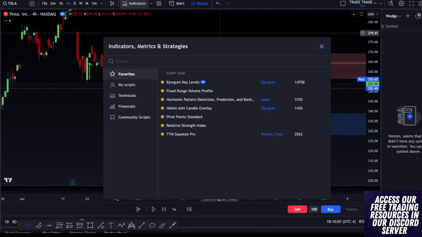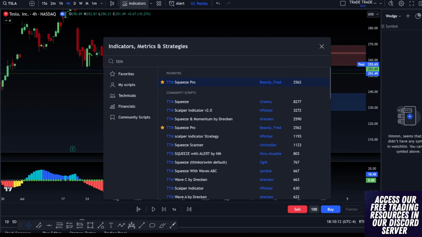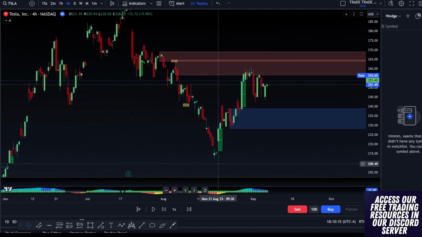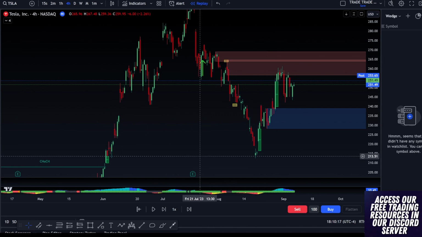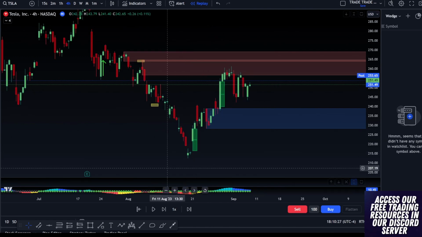First thing, I just like to run a TTM squeeze or a BBK squeeze, a TTM Pro, whatever you want to call it, but some sort of squeeze indicator. You don't have to run it, but I like it, and we're looking for those bigger moves that have higher RVRs. Most of the time, we want to see some sort of squeeze engaged.